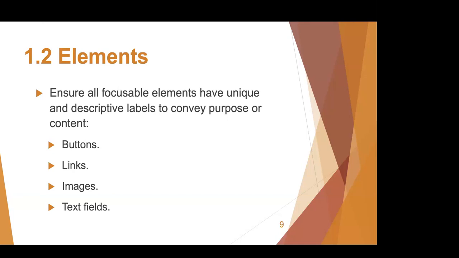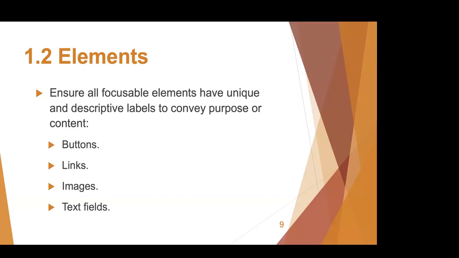Links should be descriptive. We'll get to that in a moment. Images should have labels or alt text on them that explain what they do or what they depict. And text fields should have labels so that when people are navigating the page and entering information, they know which field to enter the information into.